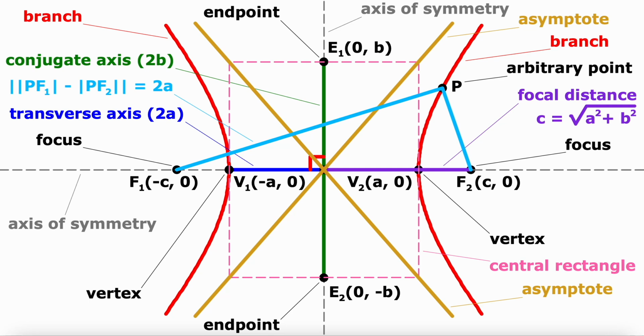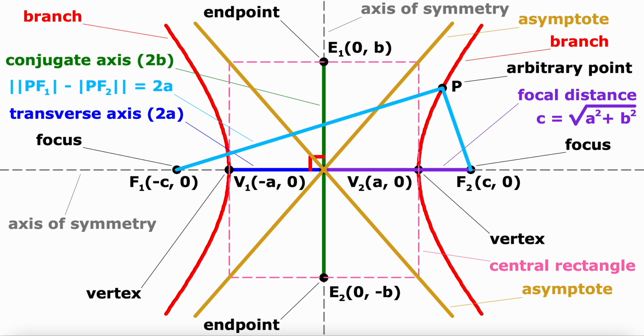The endpoints of the conjugate axis don't lie on the hyperbola. The conjugate axis never intersects the hyperbola. As a result, hyperbolas have no co-vertices, unlike ellipses, which have two co-vertices because their minor axis intersects them.